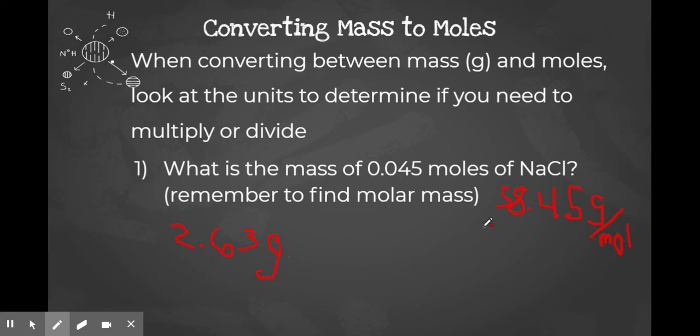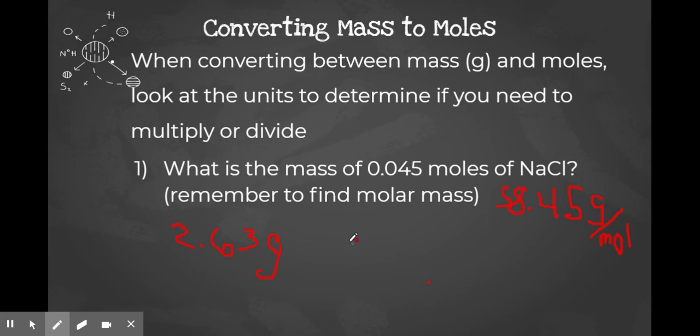If you remember back when we talked about significant figures, when you multiply, your answer has to have the same amount of significant figures past the decimal as the least. So this has 3 past the decimal, this has 2 past the decimal. So our answer needs to have 2 numbers past the decimal. And then we always want to put our units, grams. So the mass of 0.045 moles of sodium chloride is 2.63 grams. That is what it would be if we'd weigh it out. And we got that by multiplying these two numbers together.